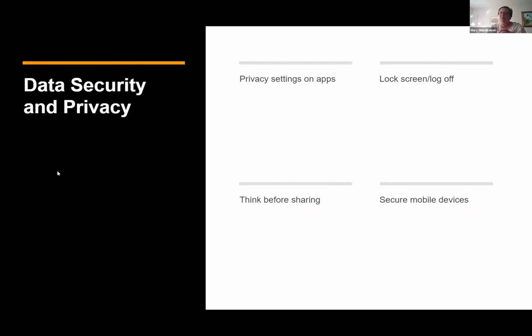If you're in a school or library and you're stepping away from that computer that might be showing some private data about a library customer or a student, hit that lock screen or log off of that system before you step away. Think before sharing information, especially in schools.